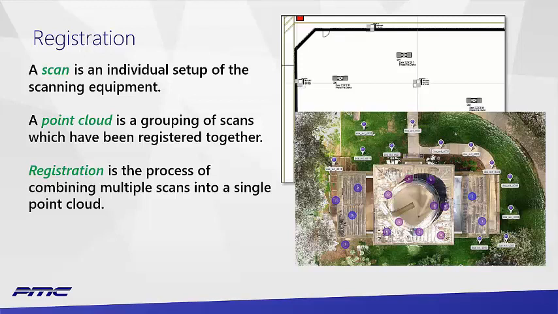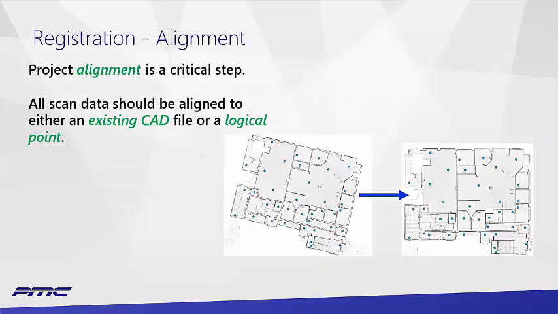So each scan is just where the scanner sat and where it ran and took data from. We have to take all those individual scans, and you can see that in the image down below. Each of those purple dots is a scan, and stitch it together into one point cloud. As the registration comes together, we need to align the data.